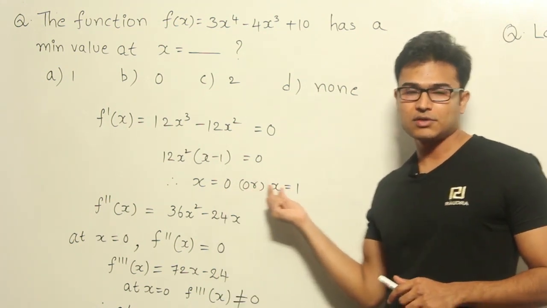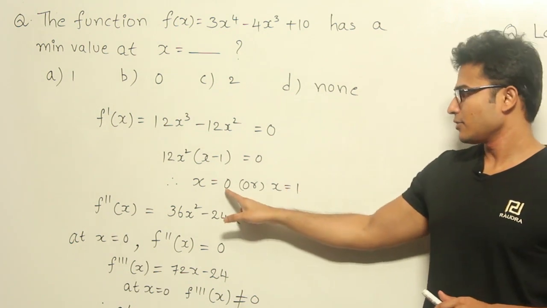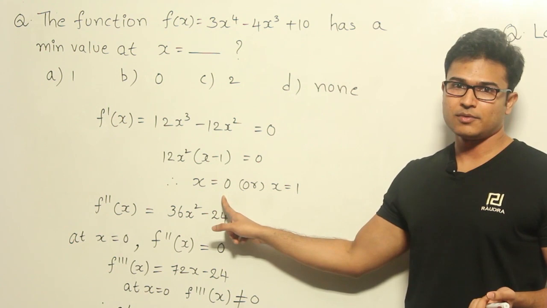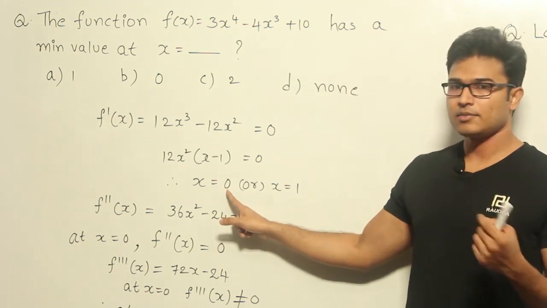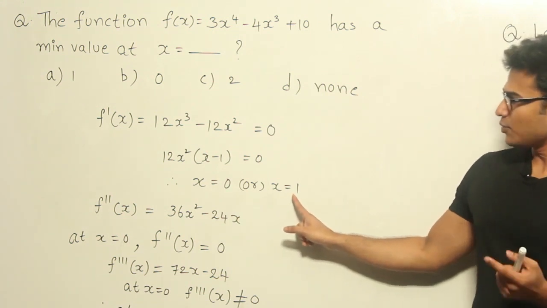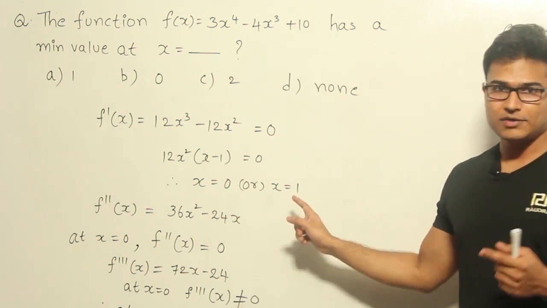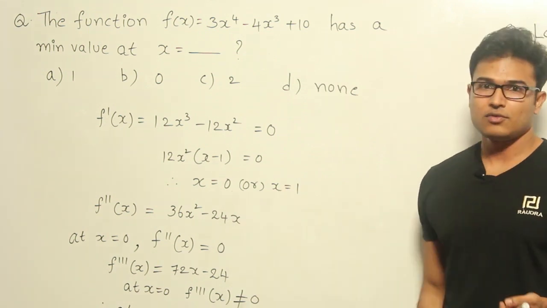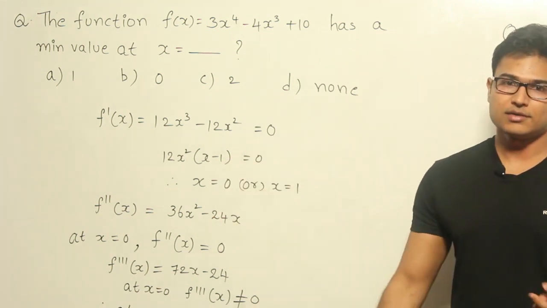So whenever you get stationary points, this point can be a point at which the function has either maximum or minimum. Similarly, this point can be a point in which the function might have either a minimum or maximum value, which we can't decide as of now. So for that, let's find out the second derivative.